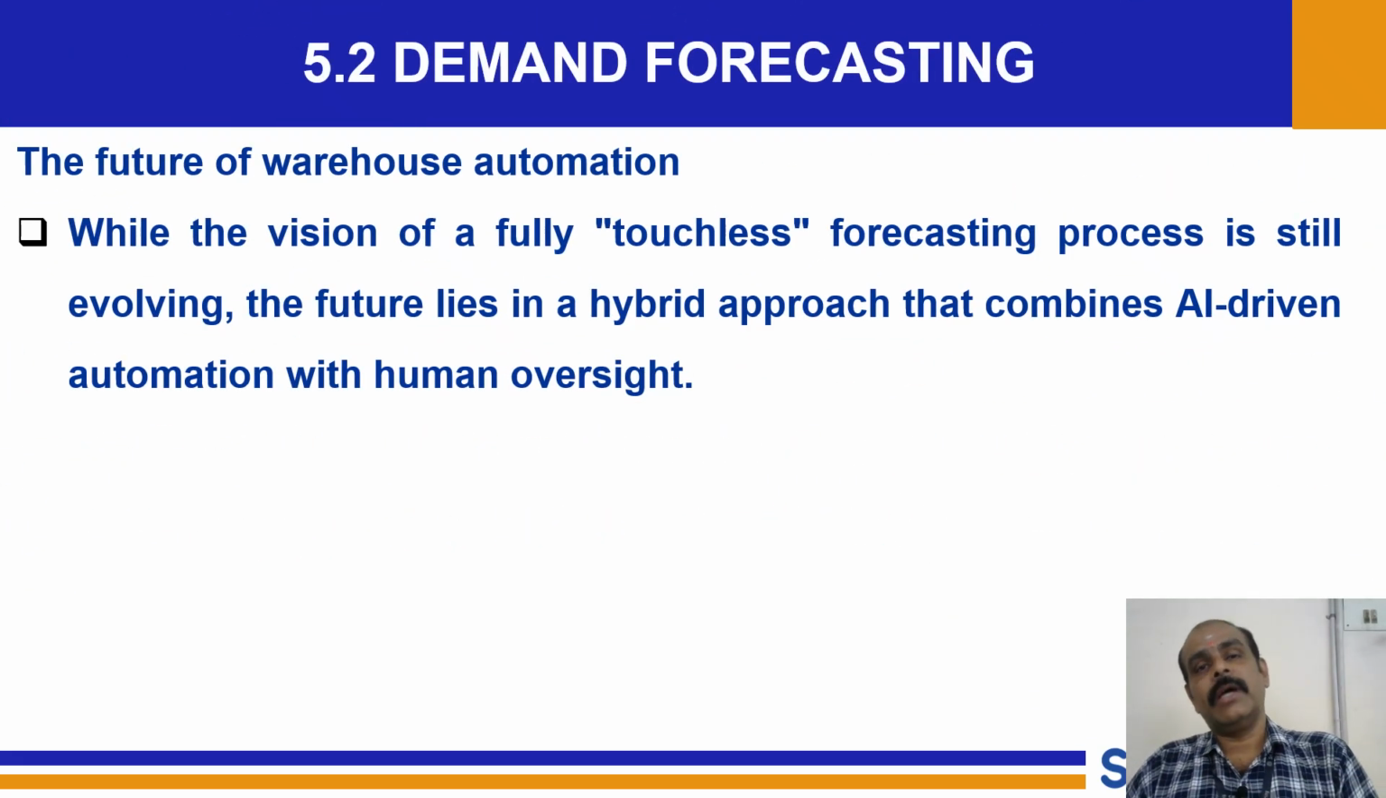Now, how will it be in the future? See, already we are discussing a future trend, but still, how is it going to be in the future? While the vision of a fully touchless forecasting process is still evolving, the future lies in a hybrid approach that combines AI-driven automation with human oversight. So that's what we have been discussing by the term automation, where repetitive tasks are going to be replaced by some technology from the bunch of technologies, and now it is going to be an AI driven activity but under the supervision of a human.